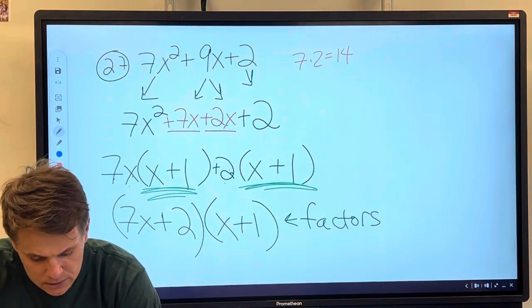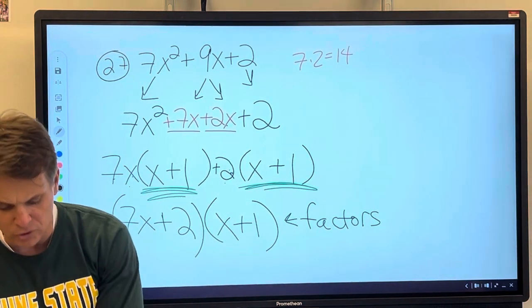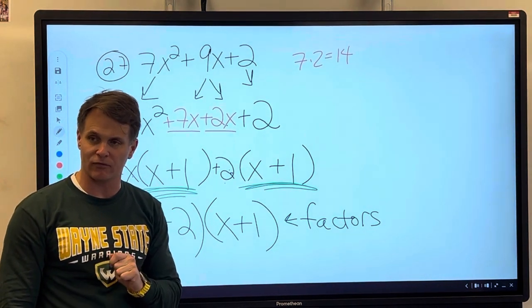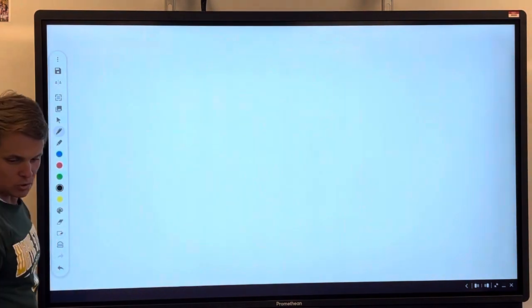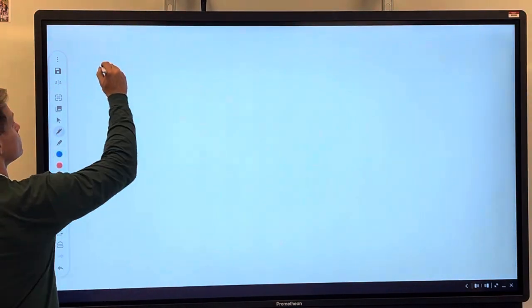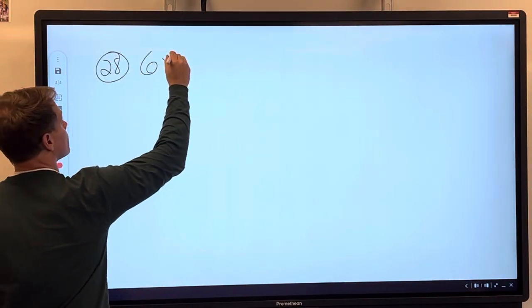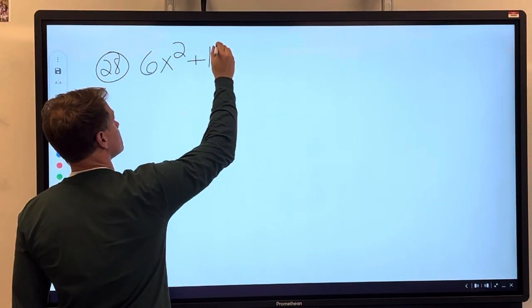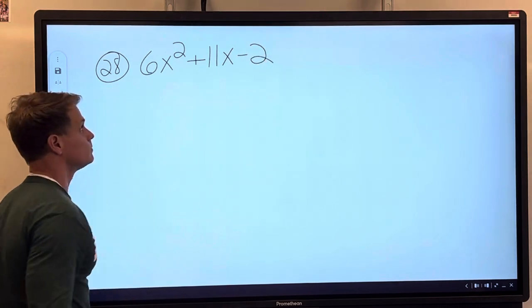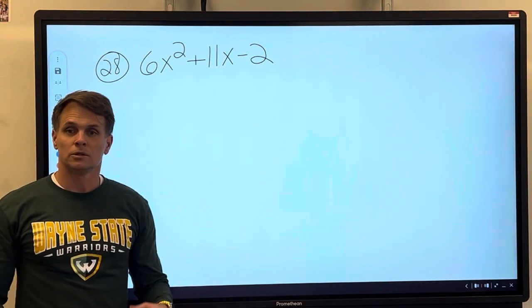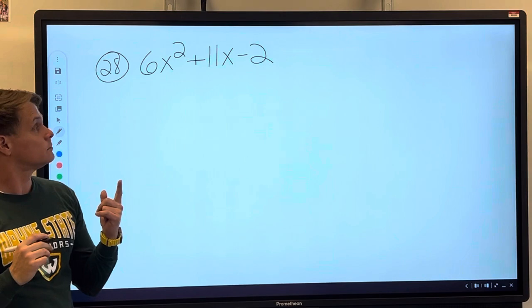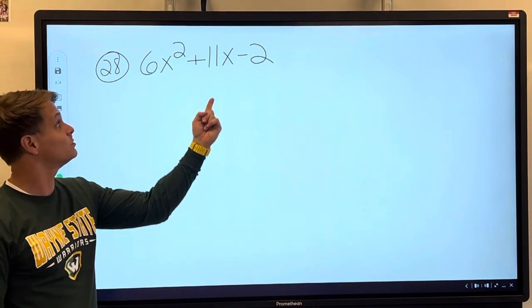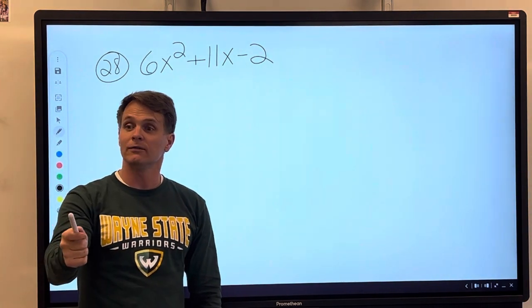Let's take a look at number 28. 28 is a little bit more difficult because now we have a negative. So we got 6x squared plus 11x minus 2. So now we're going to say 6 times negative 2 is what? And what plus what equals that? That gives me 11.